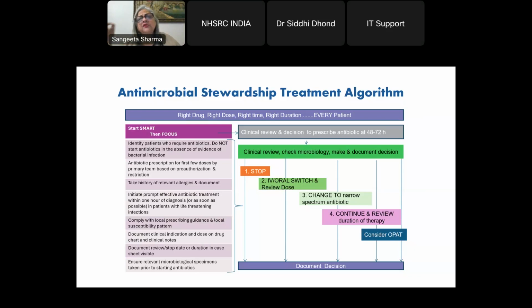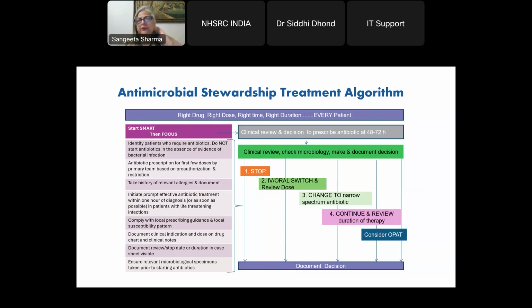So review is very important. Just don't see, if you started it for one day, after that the antibiotic will continue for 5-7 days, 10 days, 14 days. So review is very important, and if you need it for a longer duration, oral or parenteral antibiotic therapy in the outdoor can also be given.